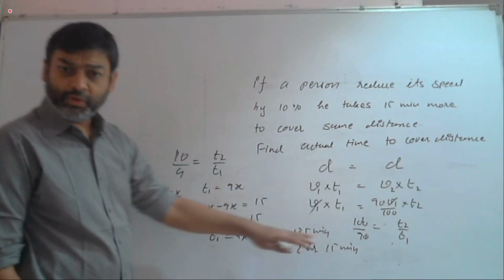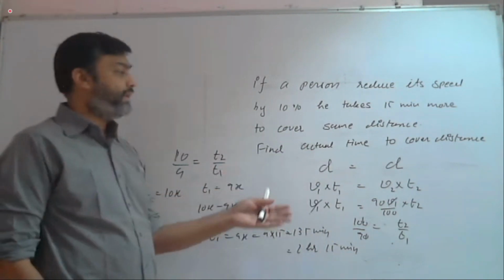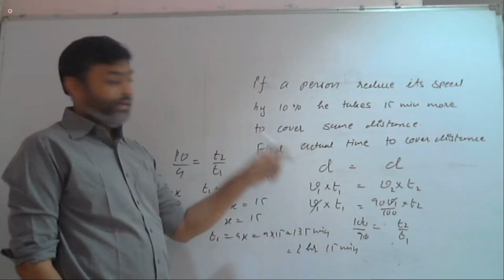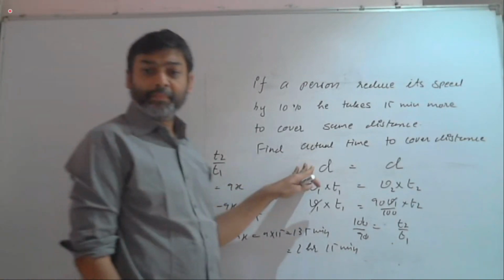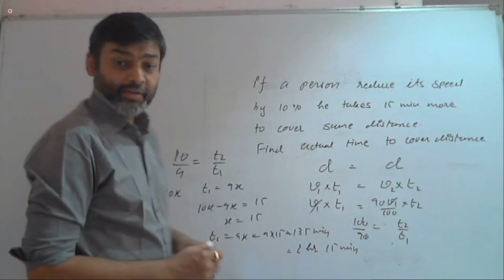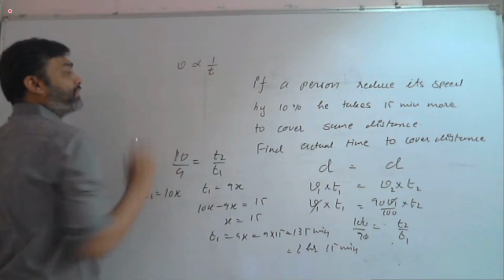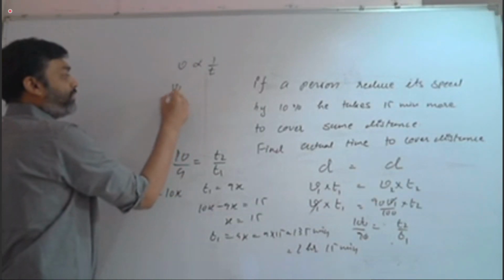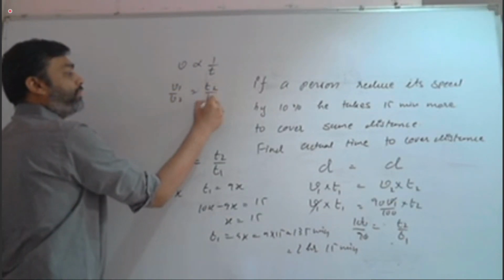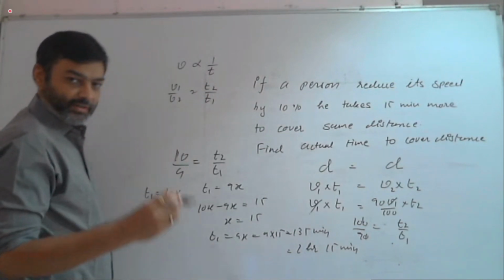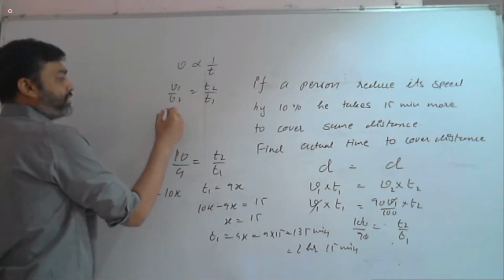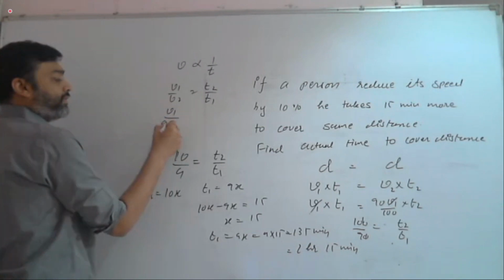So we have done this with concepts. Now what I want you to remember as a concept is that when distance remains the same and you increase speed, time will reduce. That means speed is inversely proportional to time. This you should remember. So when I say v1 upon v2, I write directly t2 upon t1. Few shortcuts, right? Then my v1 is v1, v2 is 90% of v1, so 90 by 100 of v1.